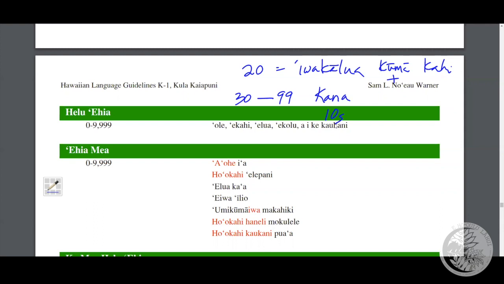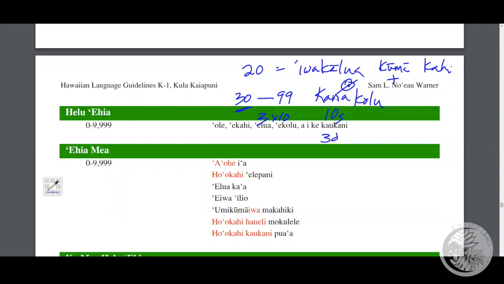So if I'm going to express the idea of 30, we know that 30 is 3 tens. Therefore, to express 30 in Hawaiian, we say kana kolu. You notice that it's not kana ekolu, but kana kolu, 30. To say 40, kana ha. 50, kana lima. Kana ono, kana hiku, kana valu, kana iva is 90. Again, very systematic Hawaiian.